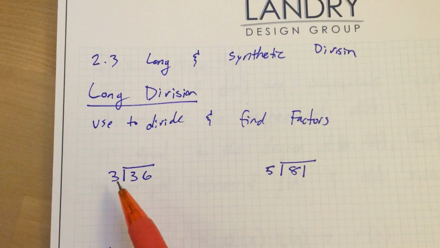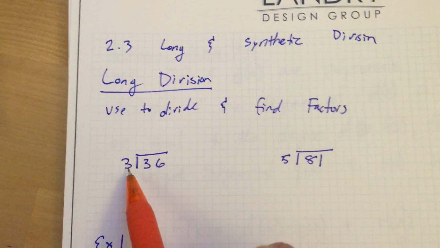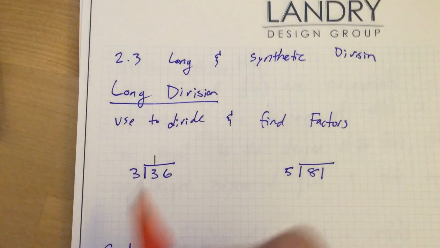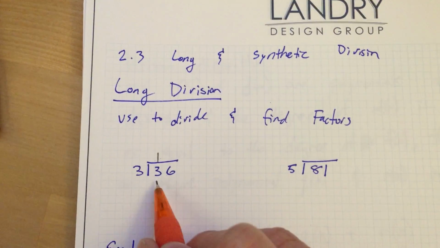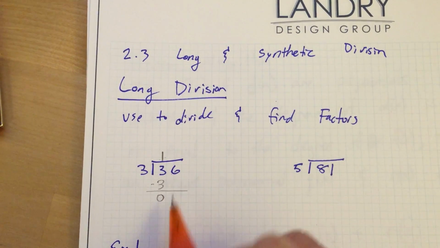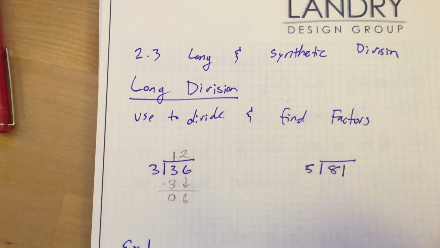right? Your teacher would ask, how many times does 3 go into 36? And you would say, oh, well, 3 goes into 3 one time. Put the 1 at top. You'd multiply these numbers together and you would subtract, right? Obviously, 3 is not going to go into 0, so you bring down that 6. So 3 goes into 6 two times.